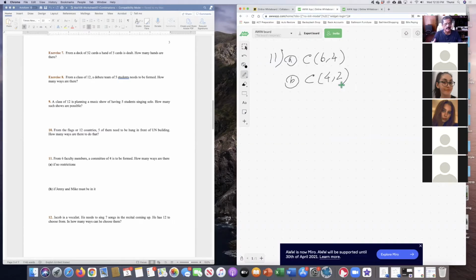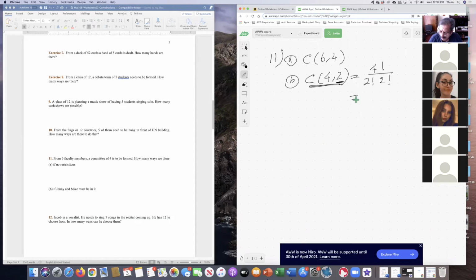Jenny and Mike must be in it, which means you had to put them in there. So the only way to make the committee different is by choosing the other 2 people from the 4 in different ways. There are different ways to choose those 2 people. How do we solve it? You simplify this C(4,2) now, applying the formula: factorial 4 over factorial 2 times factorial 2.